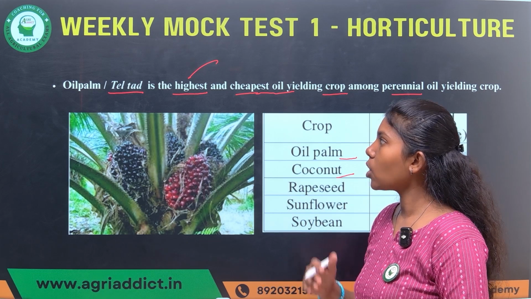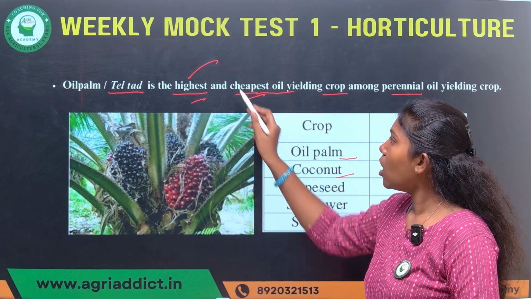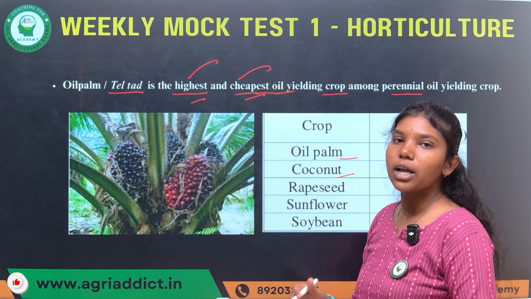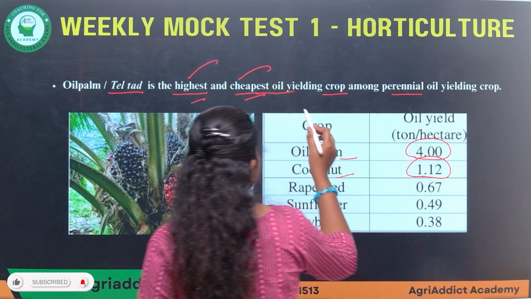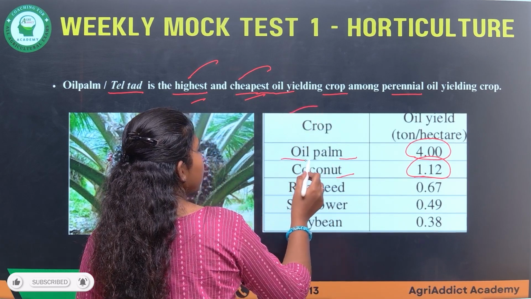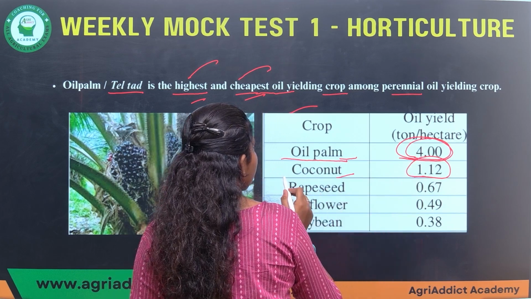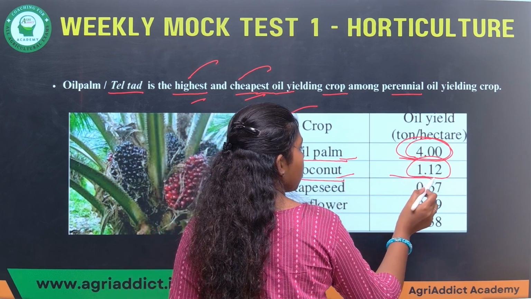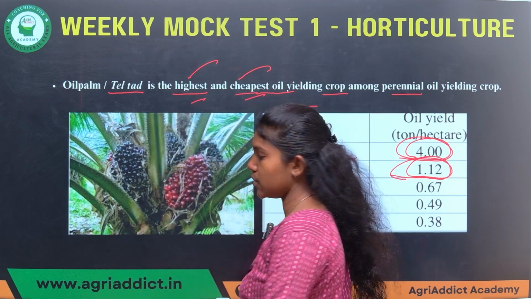Therefore, oil palm serves as the highest and cheapest oil yielding source. Oil palm is comparatively cheap when compared to coconut. This is the important point to be noted here. Also refer to this table, it is important. The yield of oil palm is 4 tons per hectare, whereas in coconut it is 1.21 tons per hectare. We'll go to the next question.